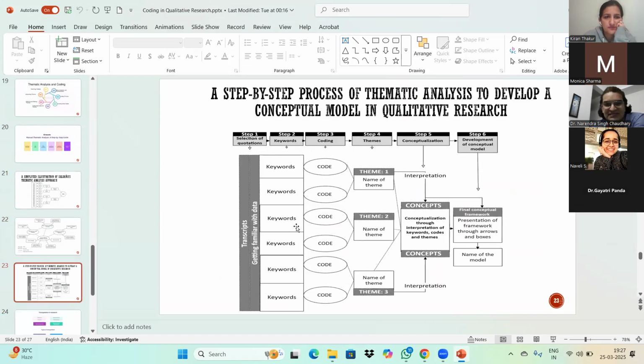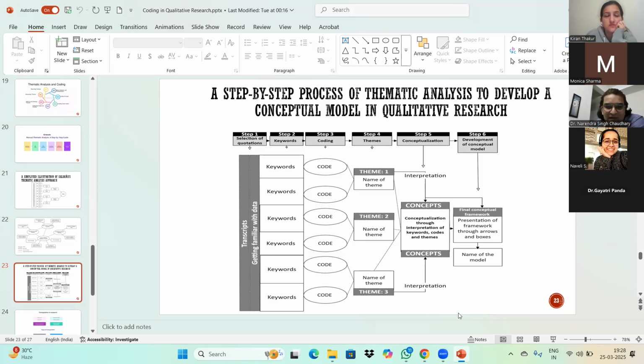Okay. So this is a simple process which we have discussed earlier also. Initially you have to go through the transcripts and get familiar with the data. That is step one, the selection of quotations. Once you have read the transcripts, you get the keywords which are appearing again and again. Largely, when we do auto coding, the words which are utilized largely, or which get repeated again and again, are the initial keywords, right?